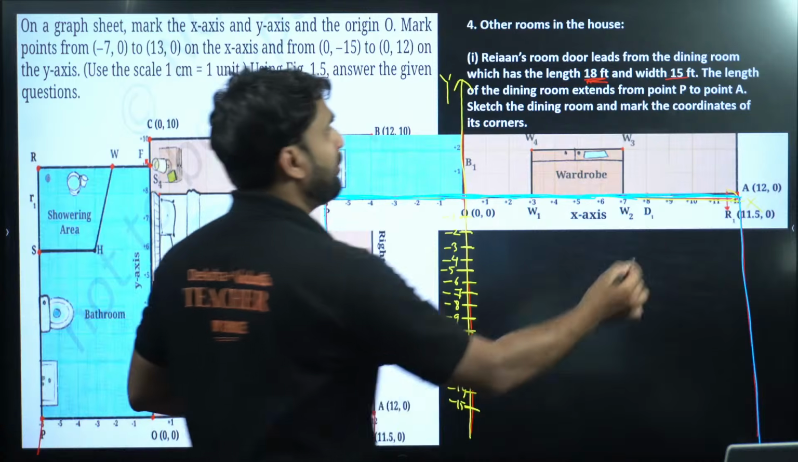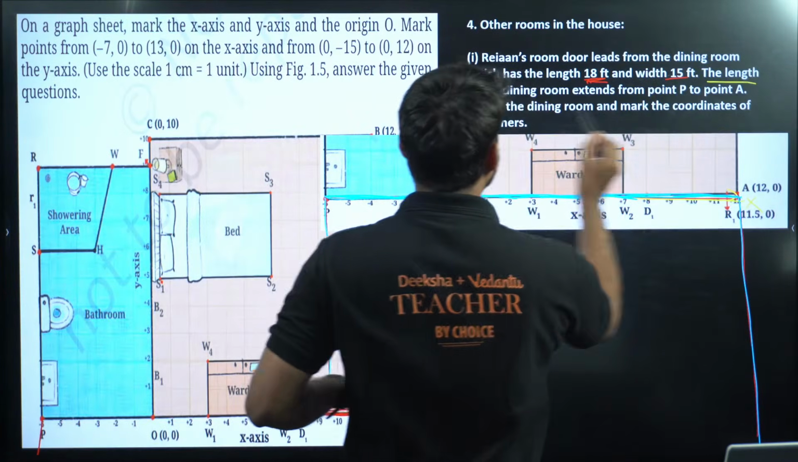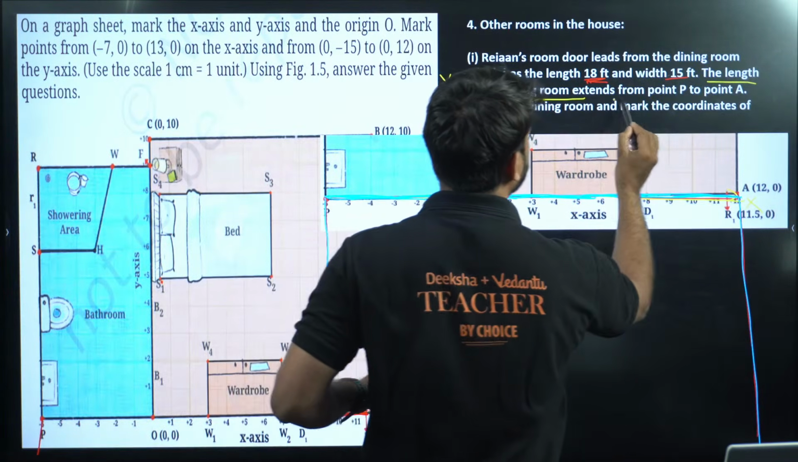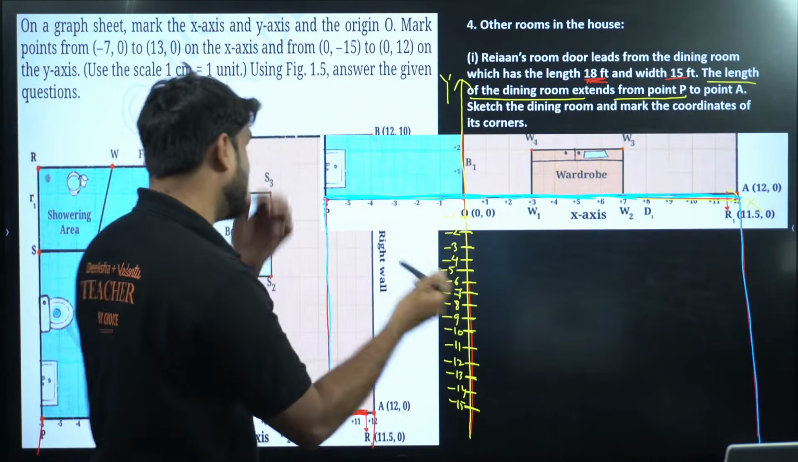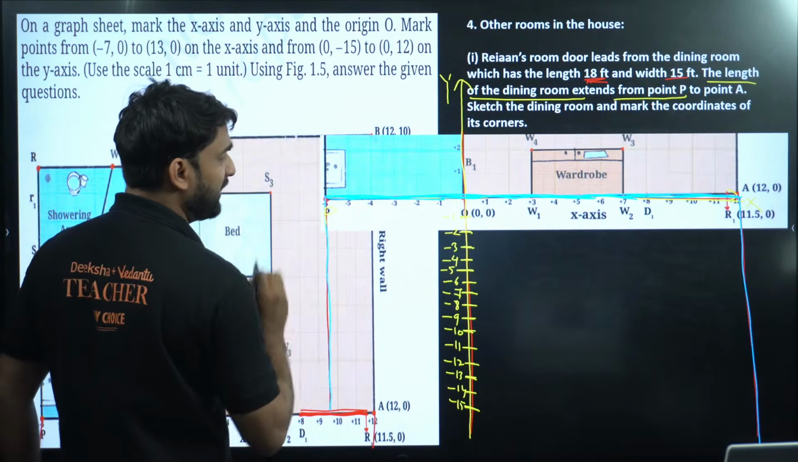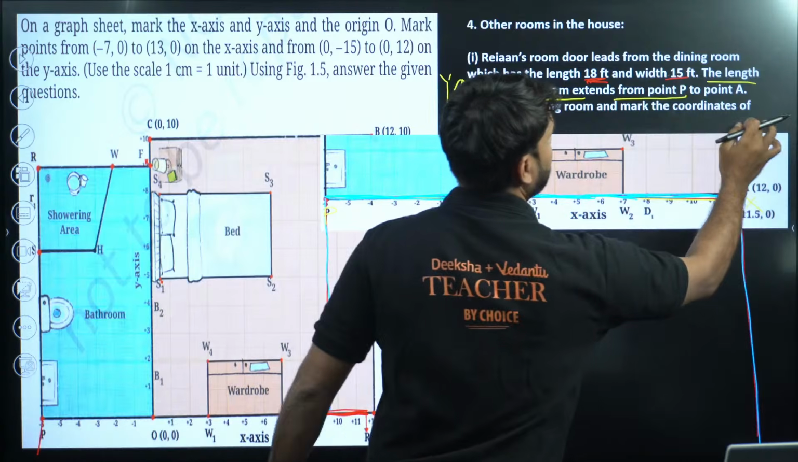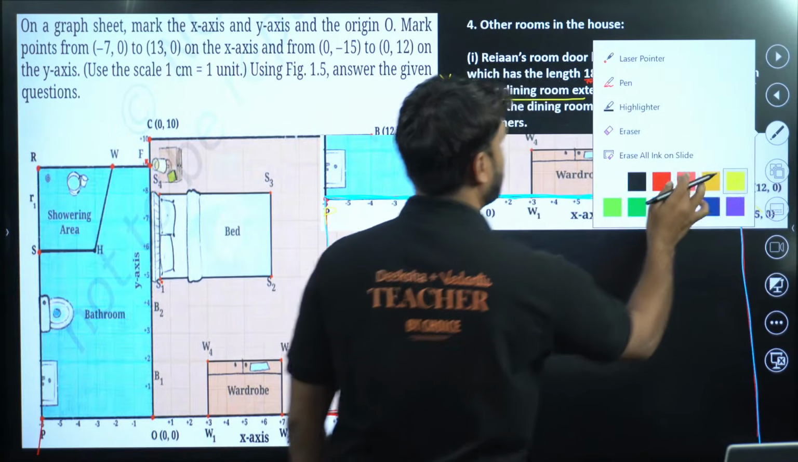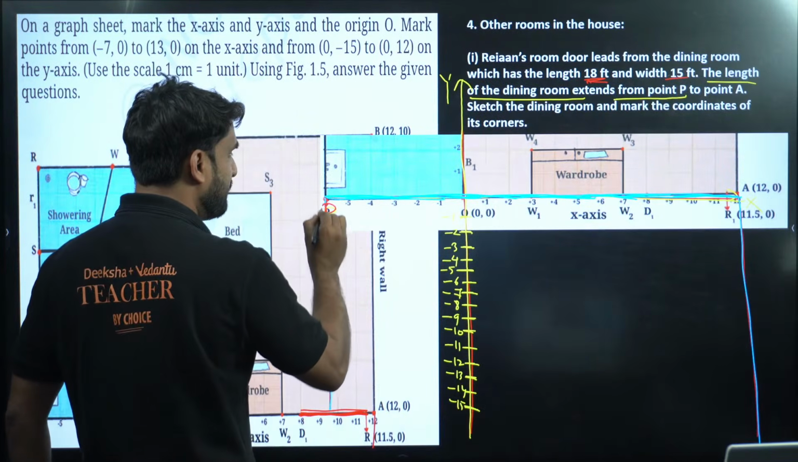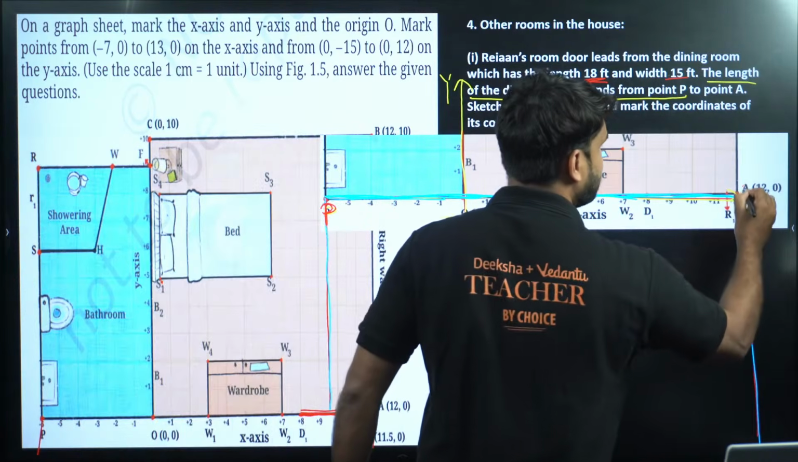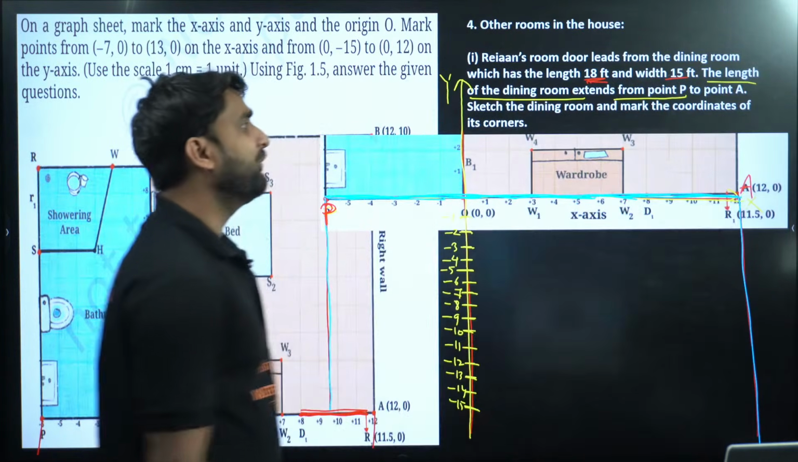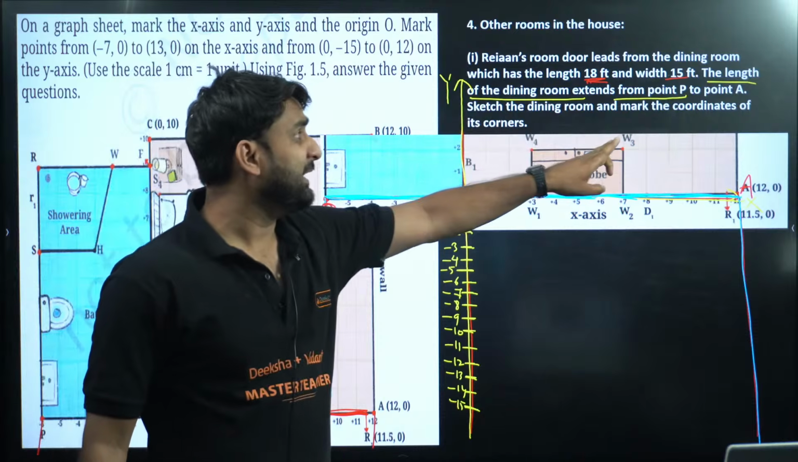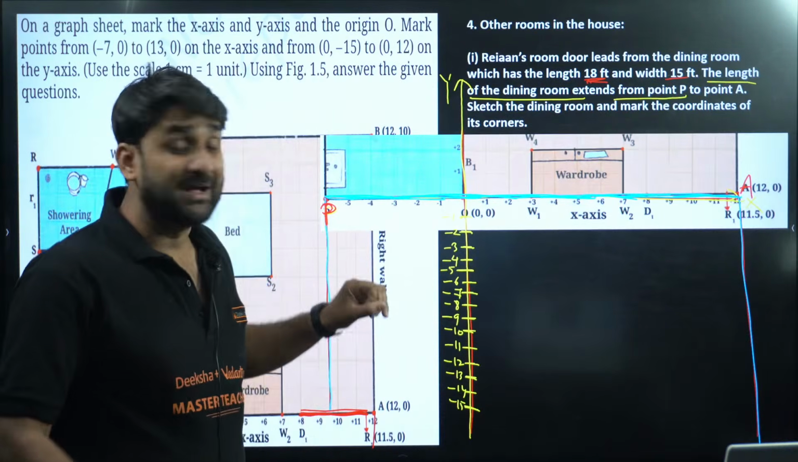Okay, now read the question. The length of the dining room extends from point P to A. So this is the length. This point is P here. Let me use red color, that will be clearly visible on the white portion. So this is point P, and this is point A. So this is the length of the dining room. Sketch the dining room and mark the coordinates of its corners.